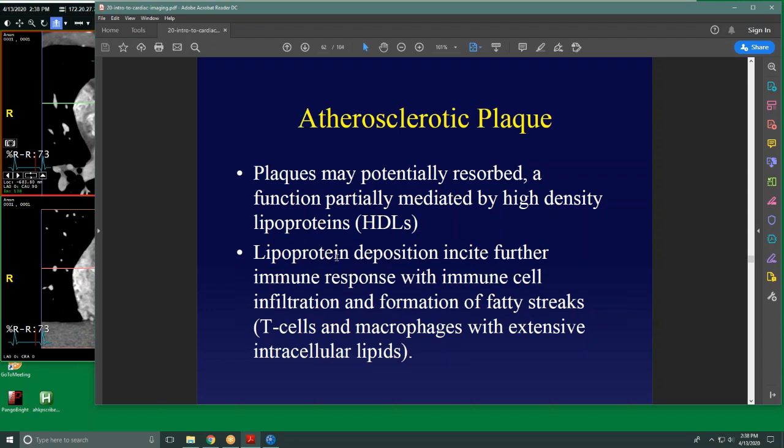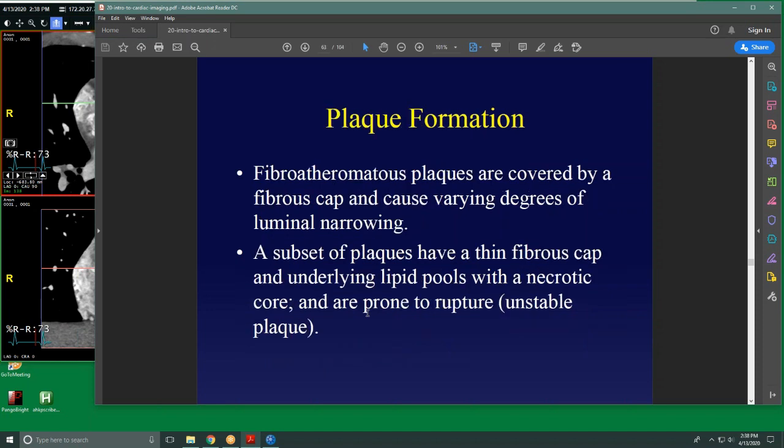And this lipoprotein deposition can incite an immune response with infiltration of white cells, leading to fibrofatty streaks. You know, and they try to mop up these intracellular lipids. And these plaques are covered by a fibrous cap, causing various degrees of narrowing.